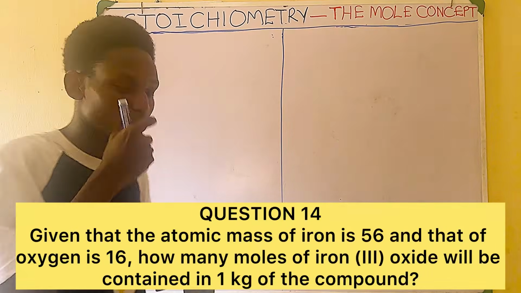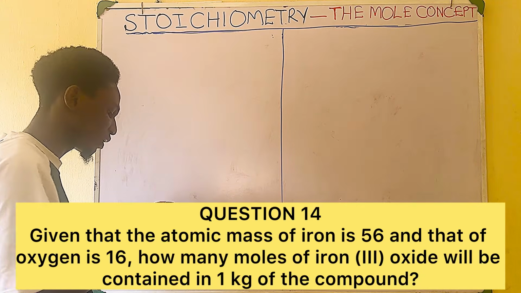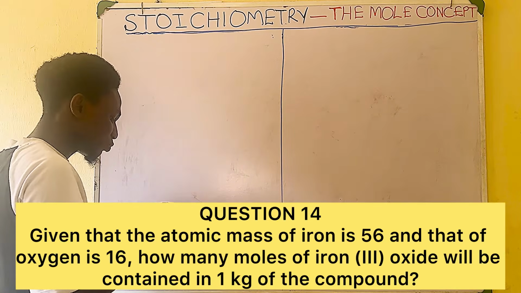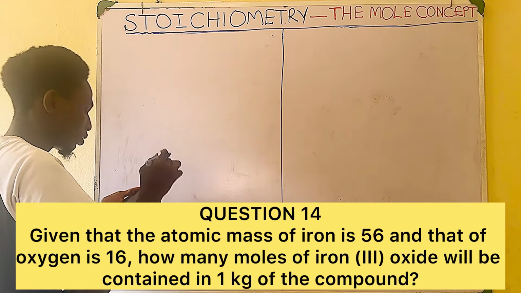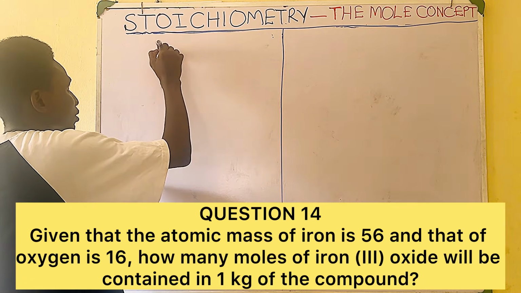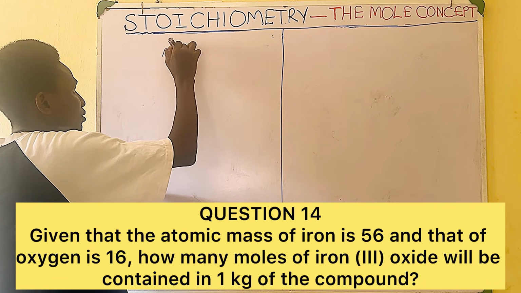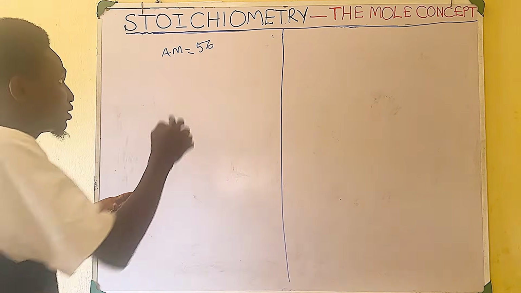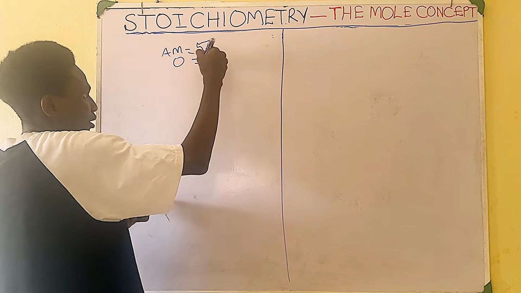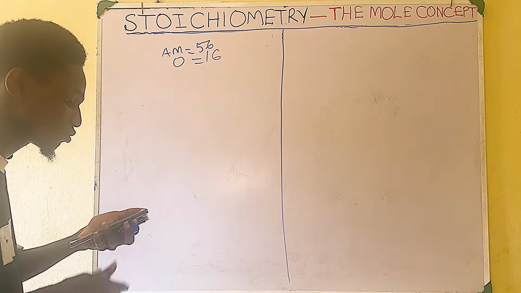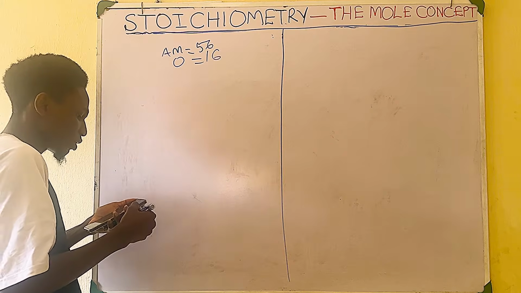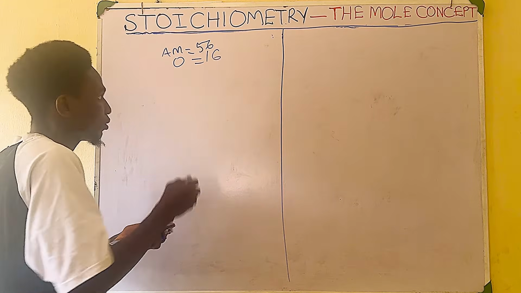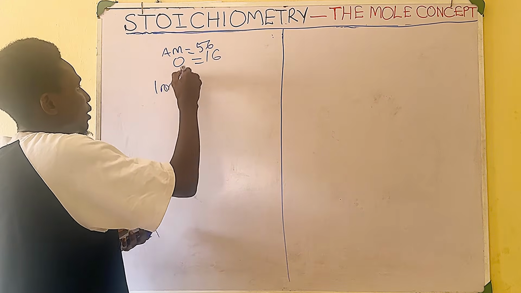So the next question. The question says, given that the atomic mass of iron is 56 and that of oxygen is 16, how many moles of iron 3 oxide will be contained in 1 kilogram of the compound? So the atomic mass of iron is 56, and that of oxygen is 16, just like the normal atomic masses. How many moles of iron 3 oxide will be contained in 1 kilogram of the compound iron 3 oxide?